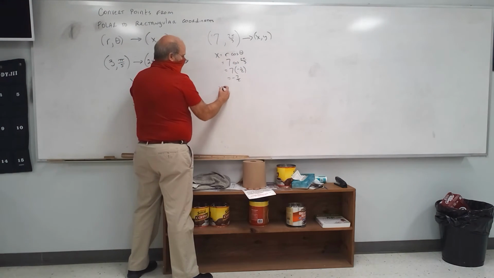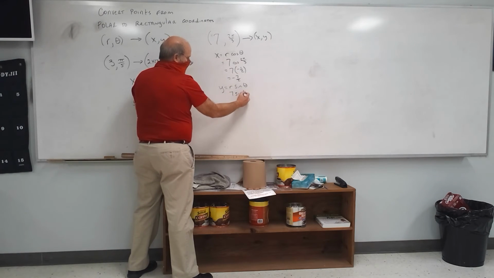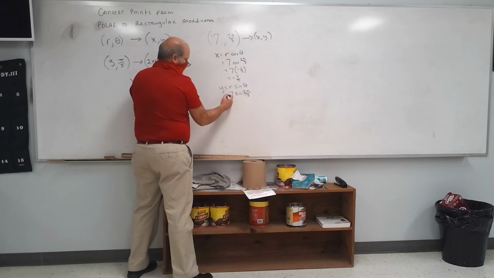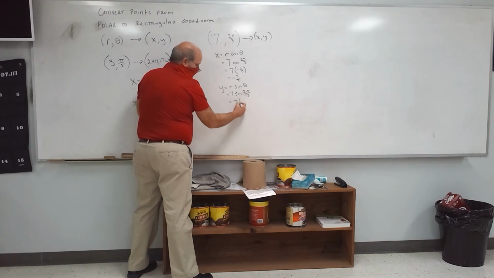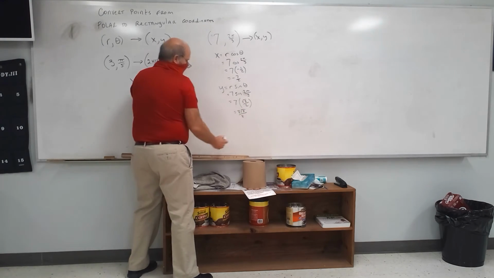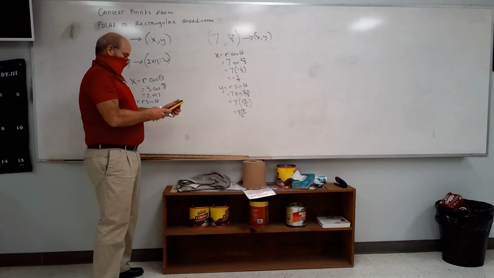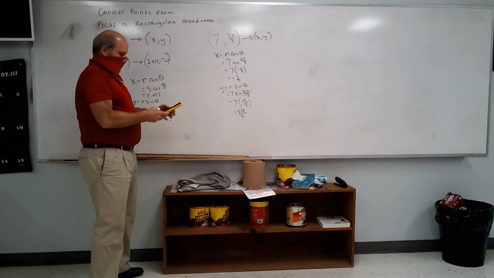Okay? Y is r times sine theta. 7 times sine 2 pi over 3. You know what sine 2 pi over 3 is. That's the square root of 3 over 2. You know that from the unit circle. This is 7 times the square root of 3 over 2, or 7 square root of 3 over 2, 3.5 times square root of 3. You want a decimal for that? Help you see where that's at.